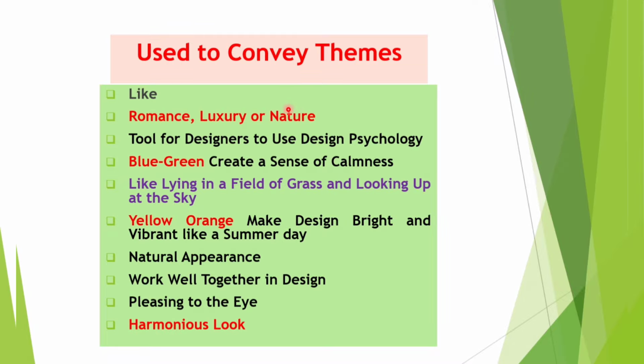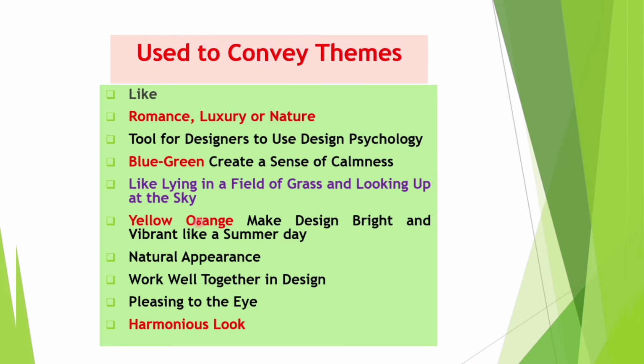Now, analogous colors are used to convey themes like romance and luxury. They are tools for a designer to use, because colors have an impact on mood and emotions. So suppose you are taking a blue-green color, it creates a sense as if you are lying in a field of green grass and looking up at the sky, because the blue color will give an impression of the sky. This is a natural element.